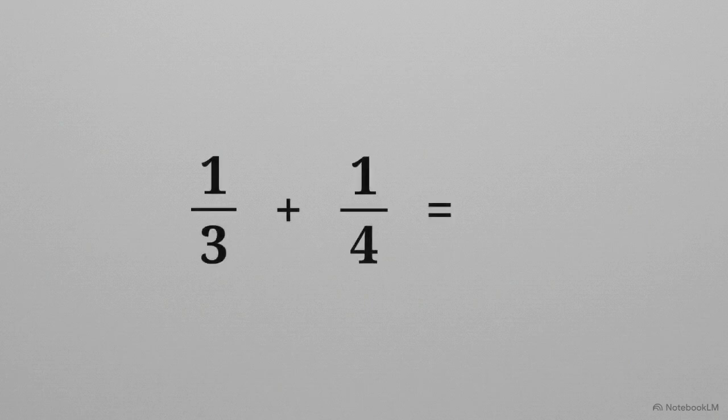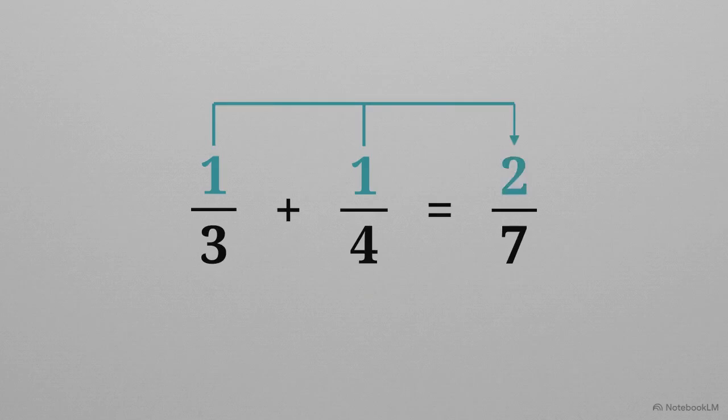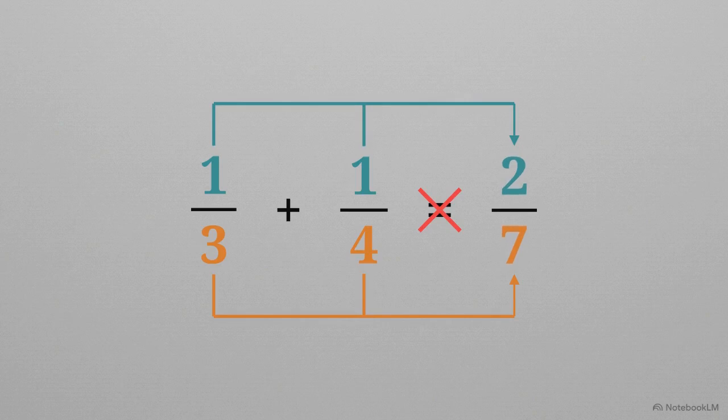Look at this calculation. 1/3 plus 1/4 equals 2/7. You add the top numbers, you add the bottom numbers. It looks perfectly logical, and it's the most common mistake students and adults make with fractions.